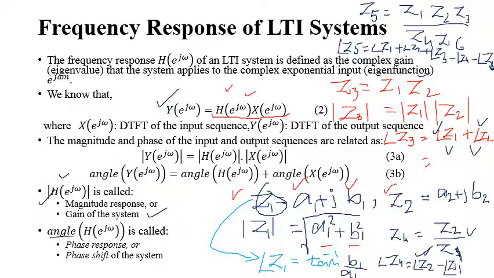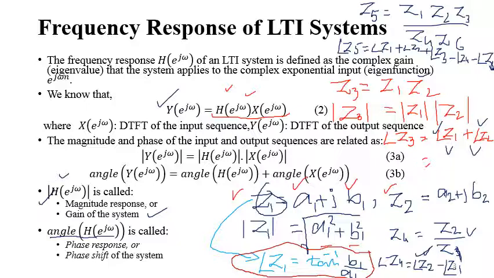Similarly, the angle of H of e^(j omega) is called the phase response, right? Because this is not a constant phase, just like this one. This is the constant one. Constant one means this stays the same because a and b are, for example, some constants, so it will be constant. Whereas in the case of H of e^(j omega) or X of e^(j omega) or Y of e^(j omega), here they are variables and they are functions of omega, and their values may change, right? Unless they are constant.